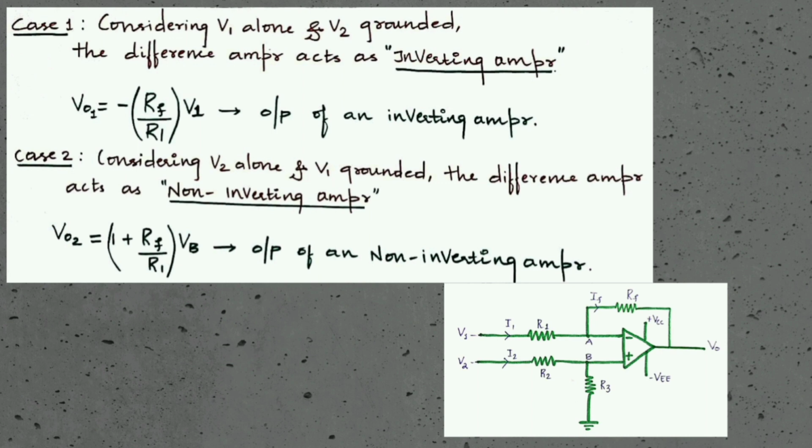Case 2. Considering V2 alone and V1 grounded, the difference amplifier acts as a non-inverting amplifier. What is it saying? We should assume that the input voltage is applied to the non-inverting terminal of the op amp, whereas your inverting terminal is grounded, so that your complete circuit will act as a non-inverting amplifier. Therefore, your output voltage will be V02 is equal to (1 plus Rf by R1) into VB. Why did we take VB? At terminal B, we have a voltage VB. So, we'll be considering VB. This VB is nothing but V2.